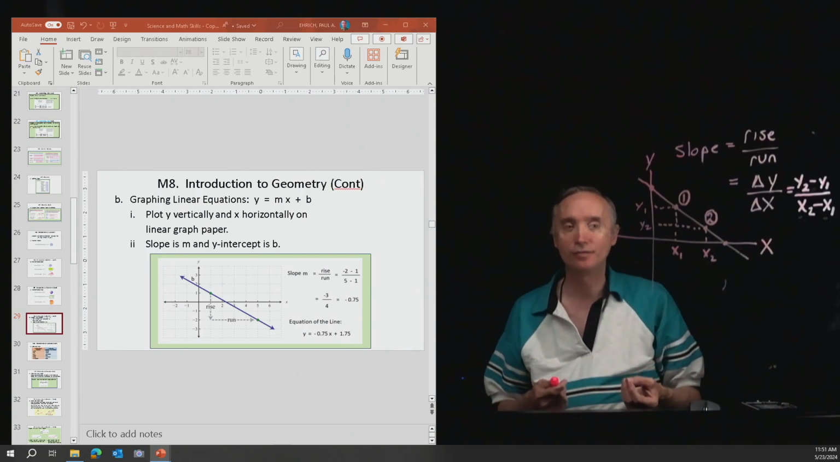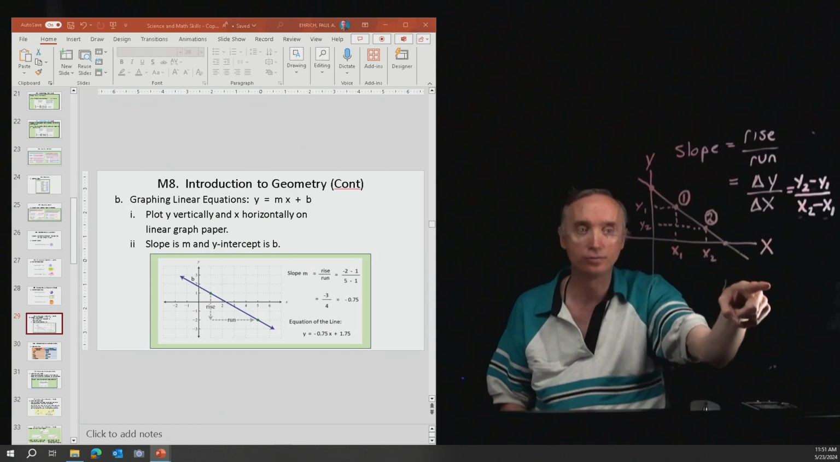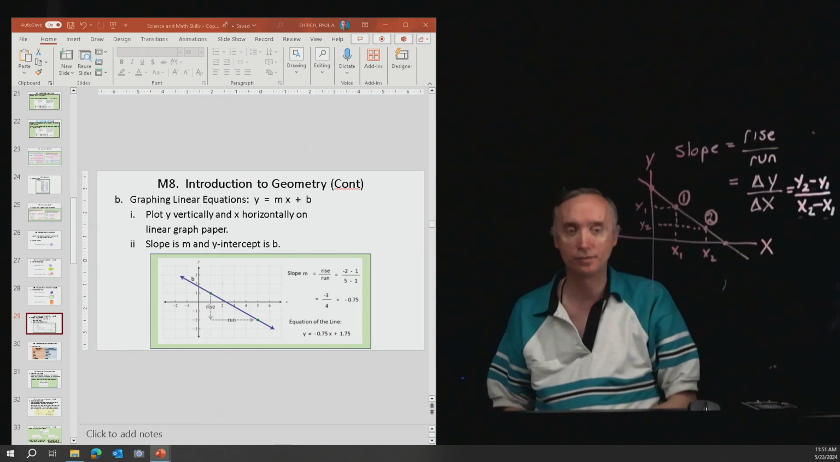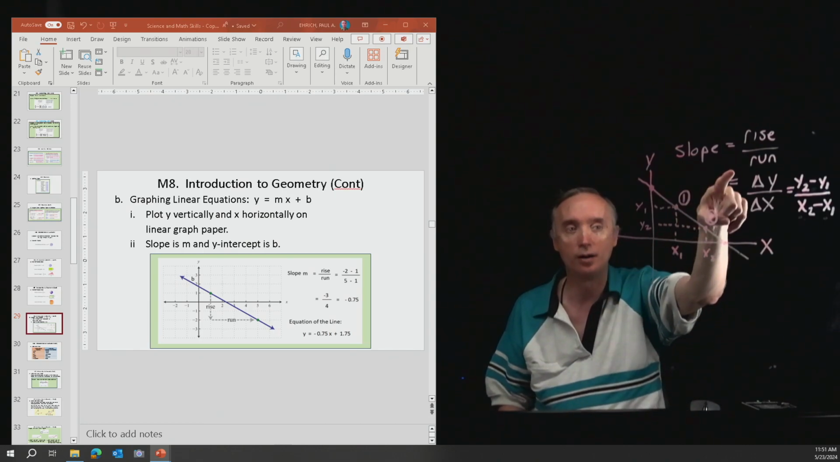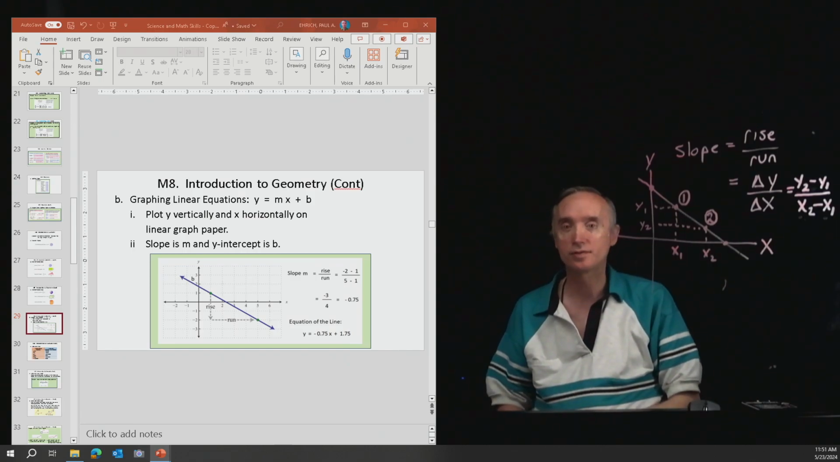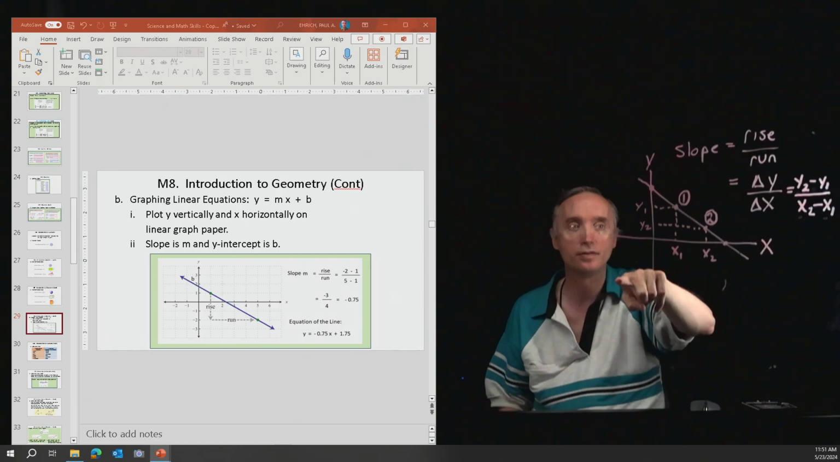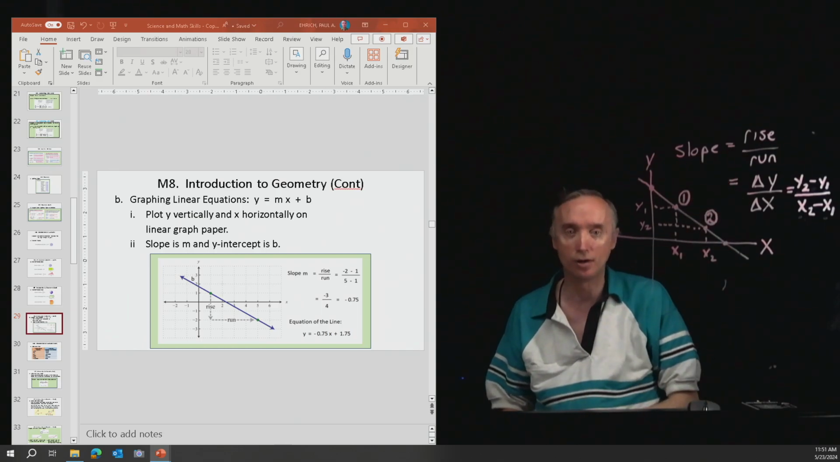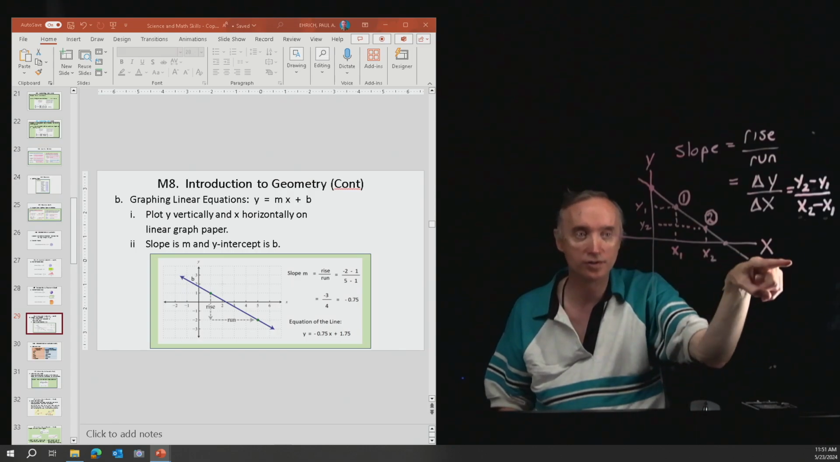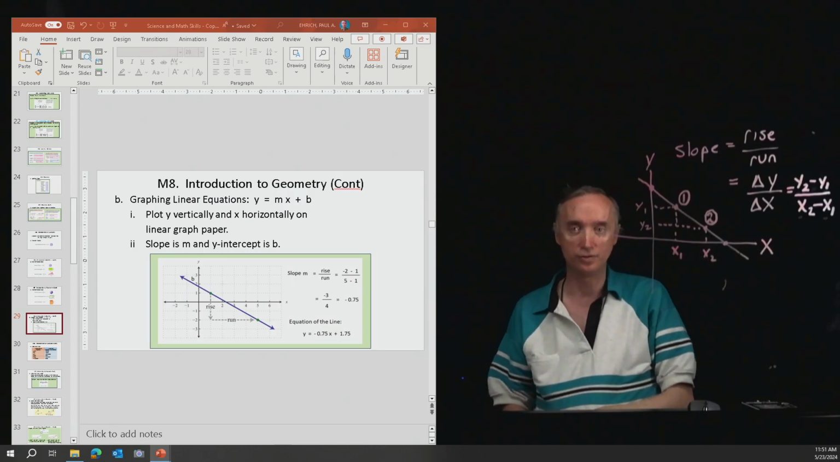So what's the significance of a negative slope? A negative slope means it's going down. If it had been a positive slope, it means it's going up. So what's halfway between positive and negative? 0. So if this is negative and this is positive, what would 0 have to look like? 0 would be a horizontal line.